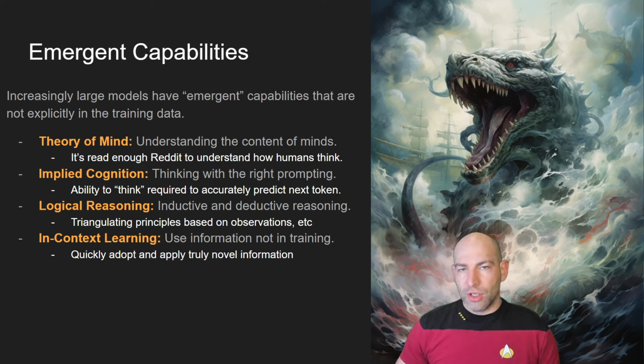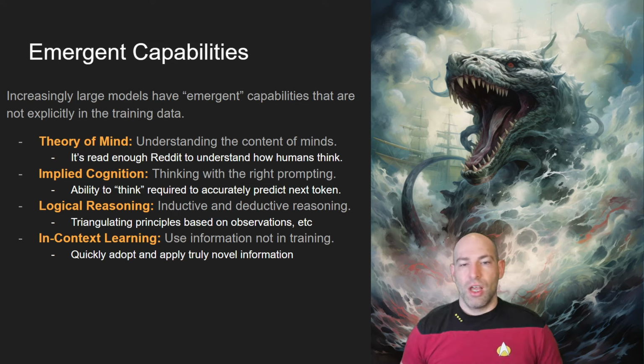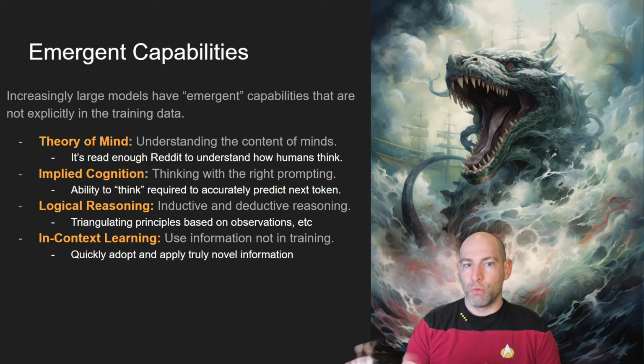Emergent capabilities. So the larger a language model is, the more emergent capabilities we're finding. Several examples of these emergent capabilities are theory of mind. The theory of mind is the ability to understand and keep track of the content of other people's minds. Basically, it's read enough Reddit to look at how people think, to understand how humans think. Now, you might say this is highly controversial because it doesn't have mirror neurons and other kinds of stuff. I really don't care. Mathematically speaking, it has read enough human-generated content to be able to model a human's mind.